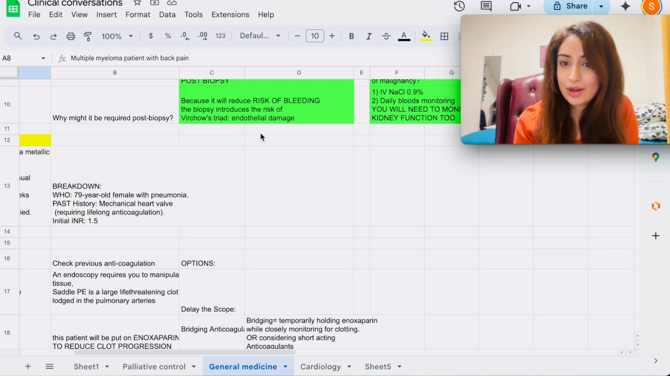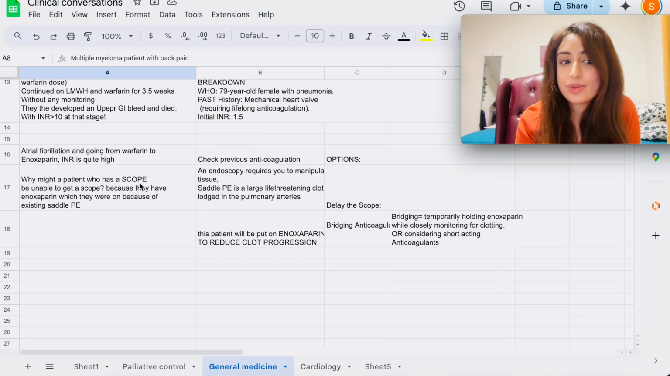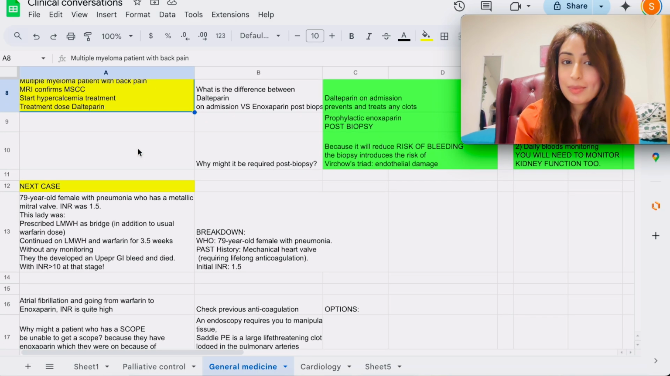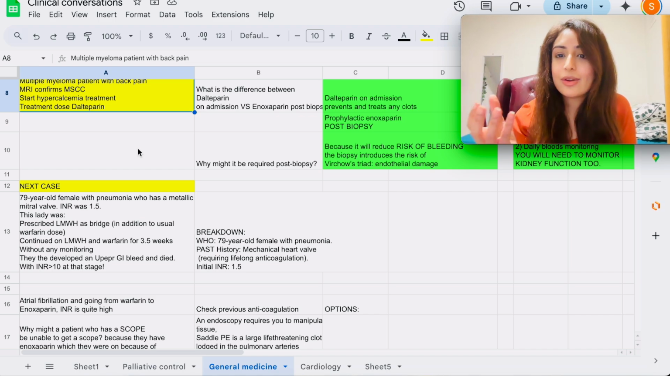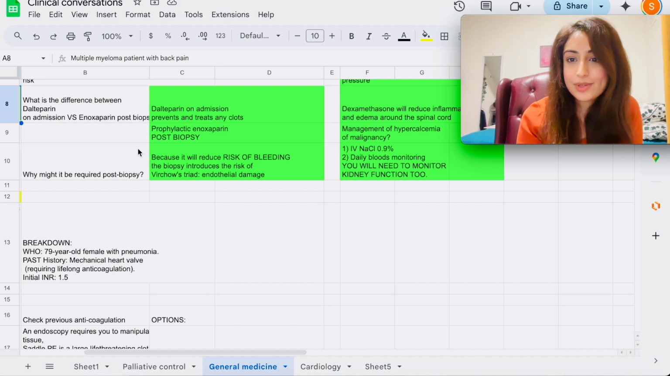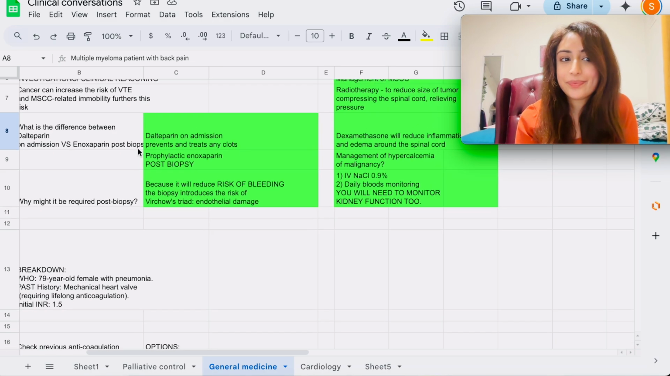What's the point of giving enoxaparin post liver biopsy? It will reduce the risk of clotting. When you have a liver biopsy or an endoscopy, like a patient who was about to get an endoscopy, you're manipulating tissue. You're putting a needle in or you're putting a scope in. You're messing around with the tissue in the body. That is going to increase the risk of the patient bleeding. So most patients will require enoxaparin post biopsy in that situation.